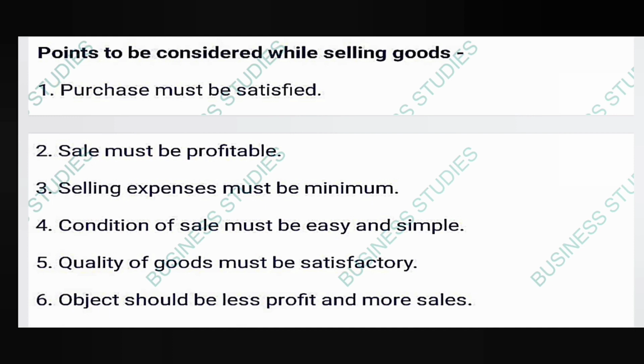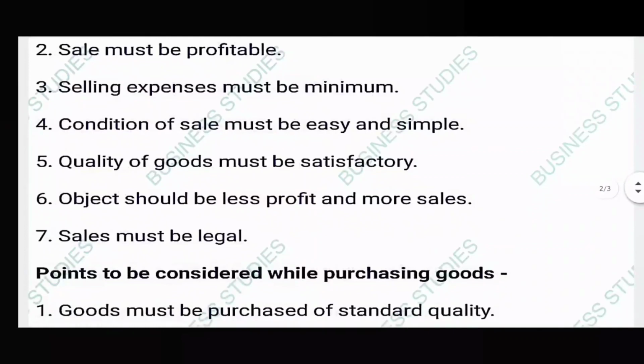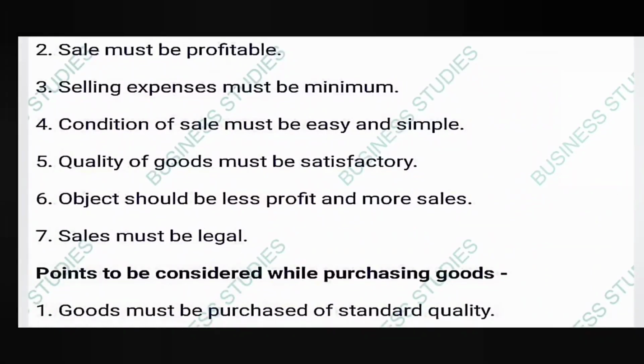And sixth, the object should be less profit and more sales. Always, for selling goods in more quantity, the object should be to make less profit but more sales. Seventh, the sales must be legal. Whenever we are doing the selling activity, it should always be legal.